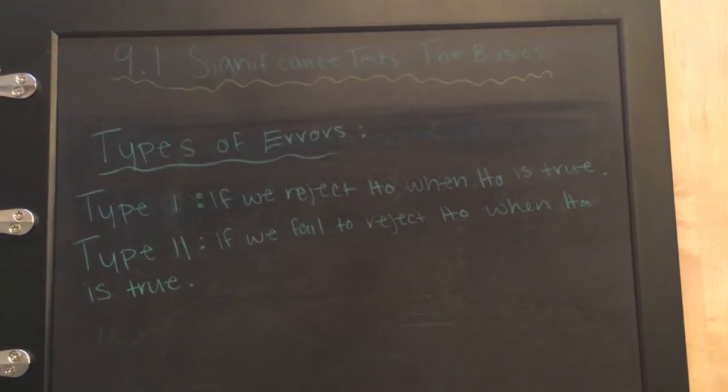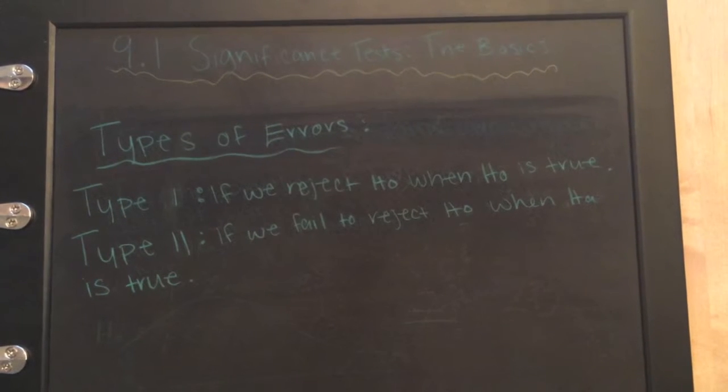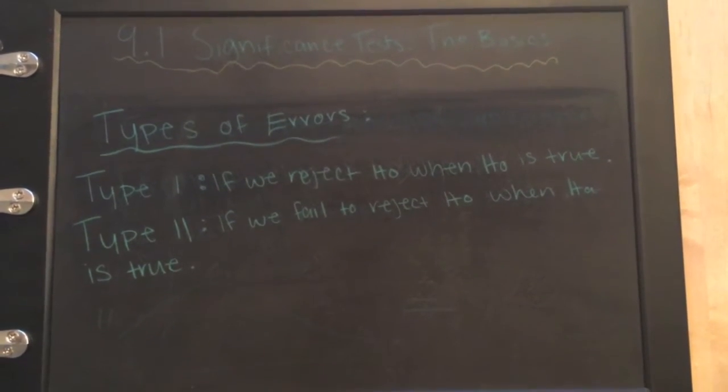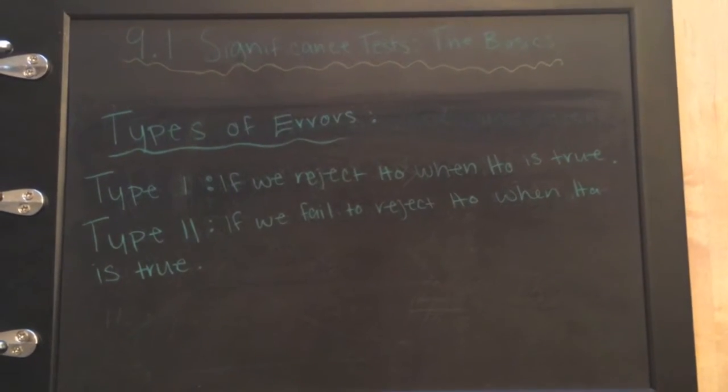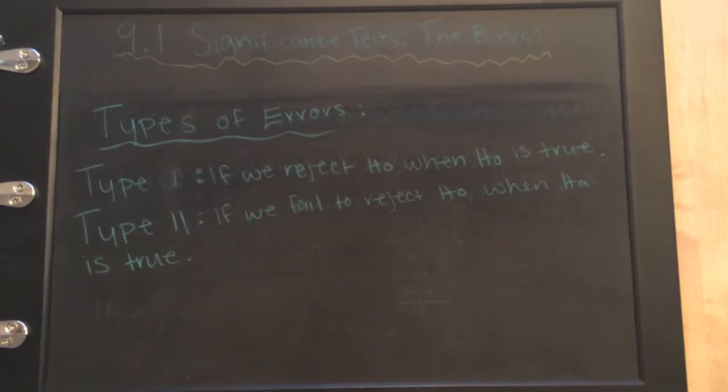There are two types of errors you can commit while performing a significance test. Type 1 error is if we reject the null when the null is true. Type 2 is when we fail to reject the null when HA is true.